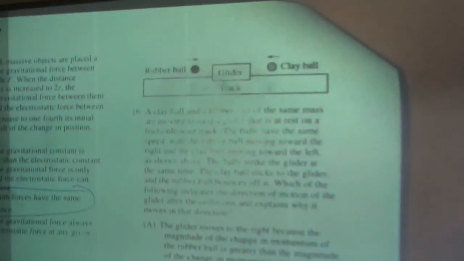Number 16. A clay ball and a rubber ball of the same mass are moving towards a glider that is at rest. The balls each have the same speed.